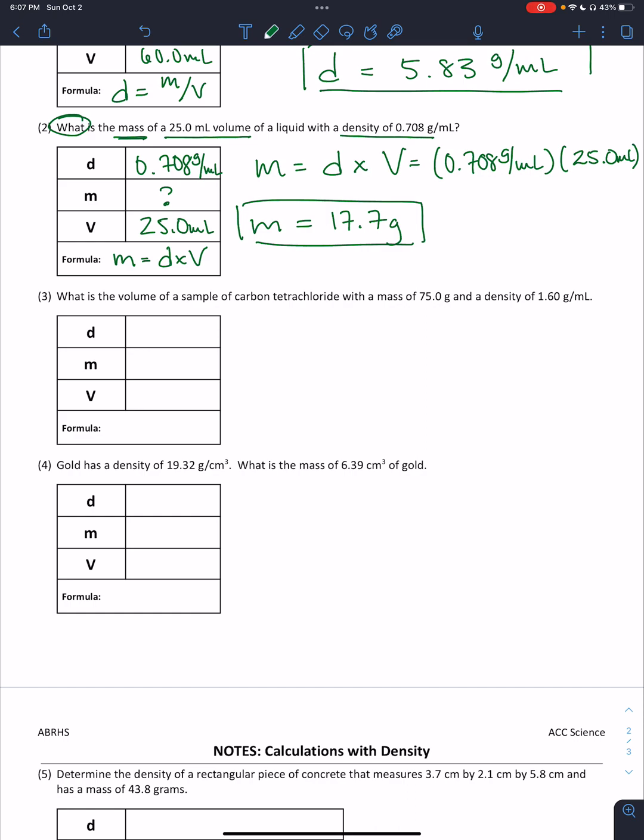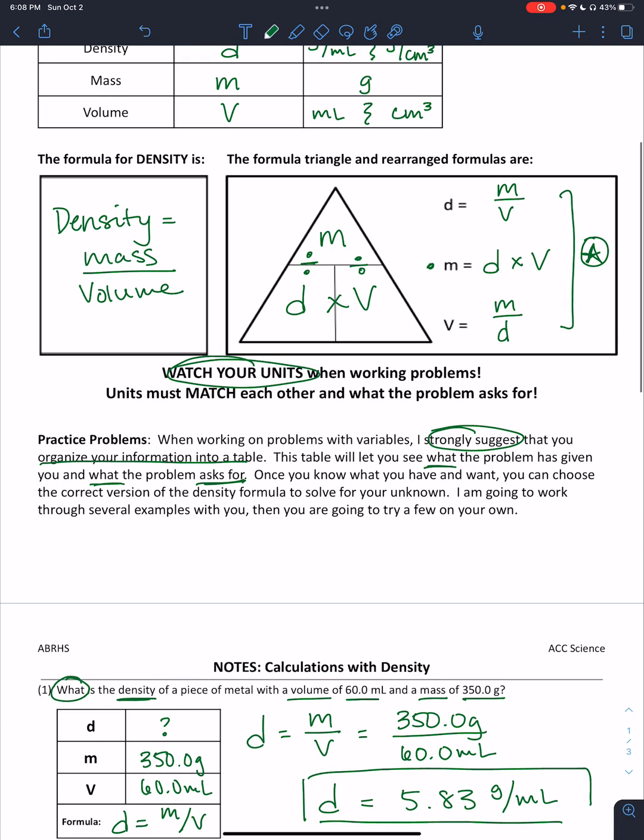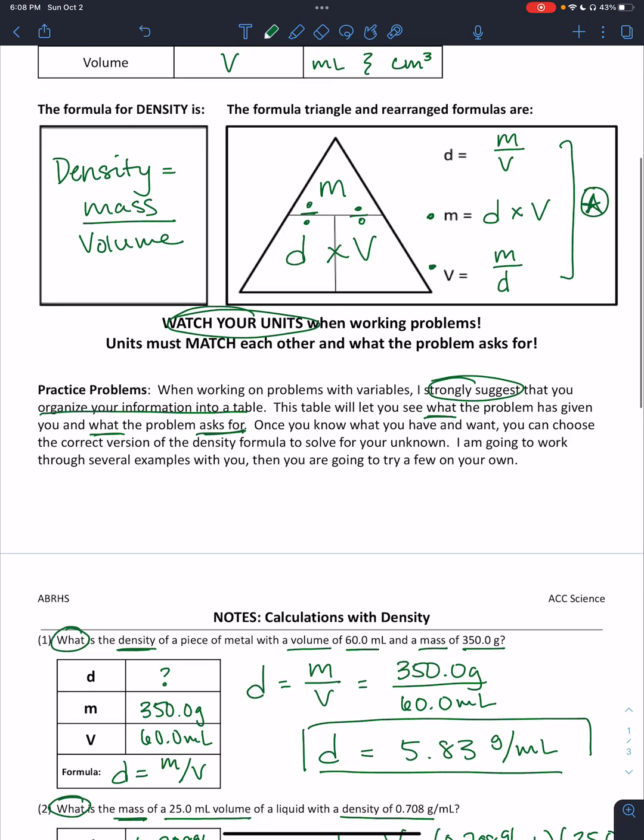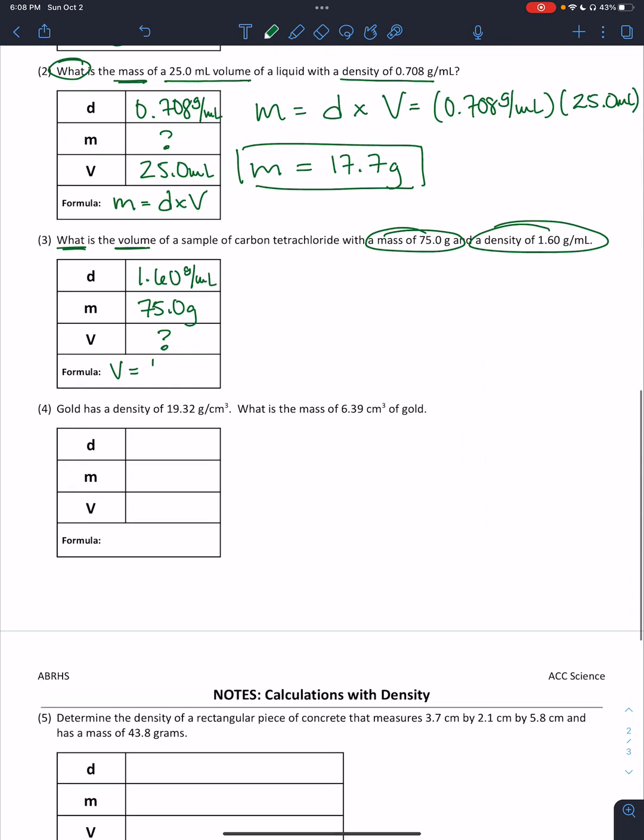This one says what is the volume. So our unknown is the volume of a sample of carbon tetrachloride with a mass of 75 grams and a density of 1.6 grams per milliliter. So for mass, 75 grams, and for density, 1.60 grams per milliliter. This time we're looking for the volume. If I go back to my formulas, I can see that the volume is equal to mass divided by density. So volume equals mass over density.